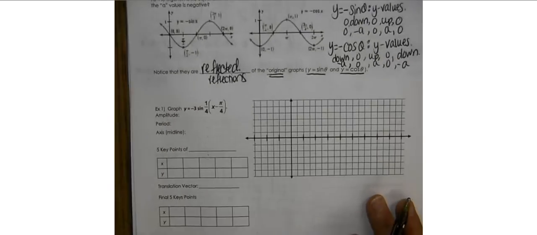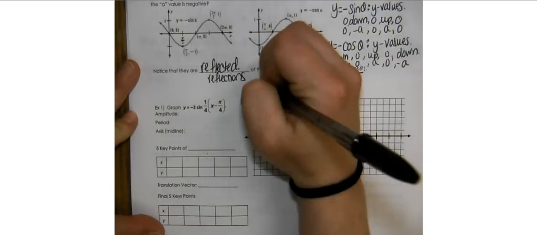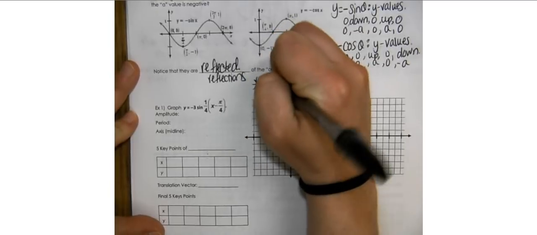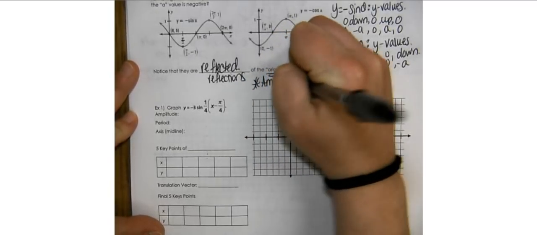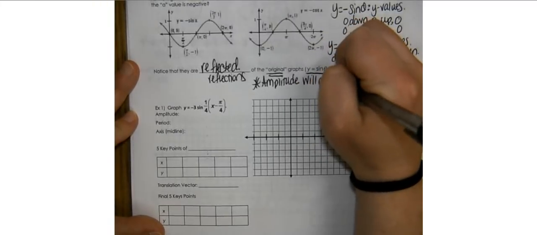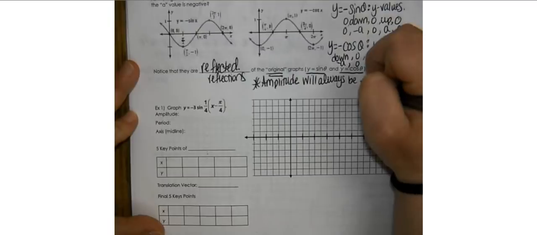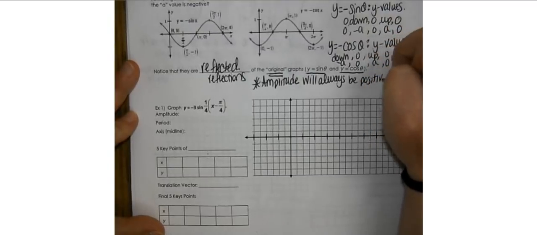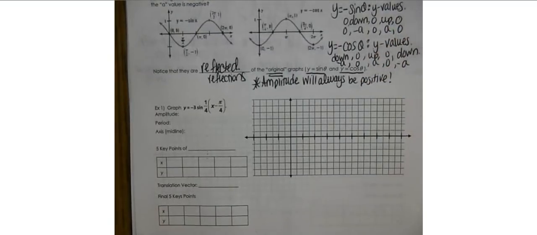But the one thing I need you guys to know is that whenever you're graphing these types of functions, our amplitude will always be positive. Because amplitude represents half the difference of the maximum minus the minimum. And whenever we subtracted the maximum minus the minimum, we always ended up with a positive answer. So our amplitude will always be positive.